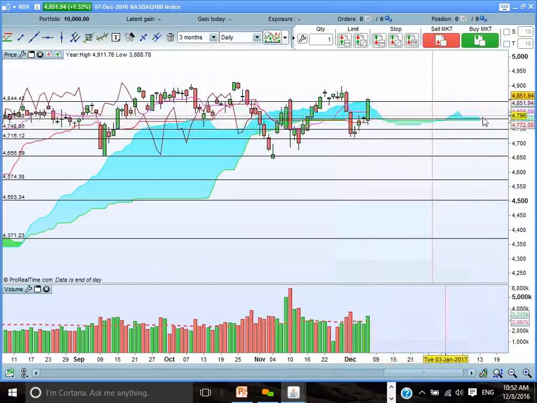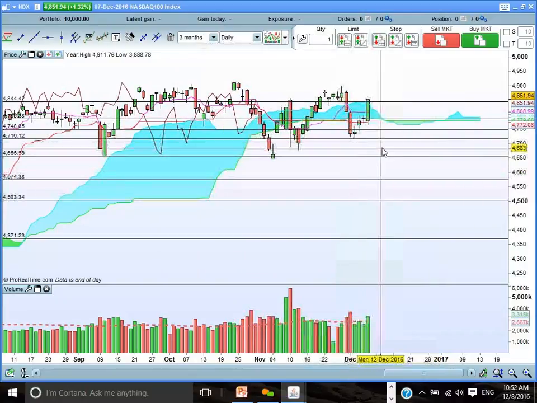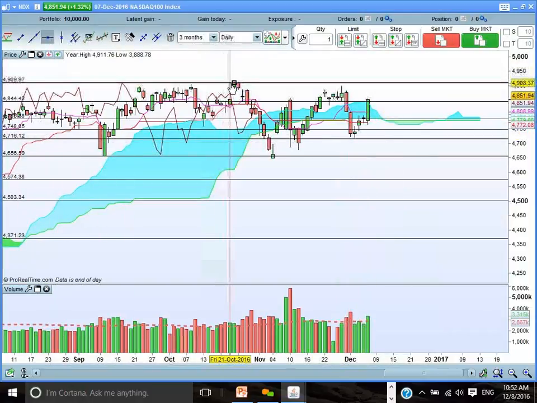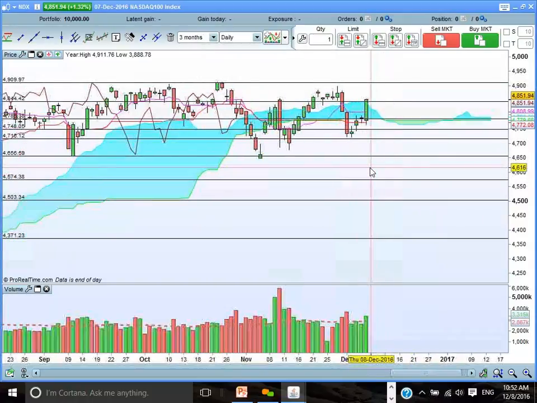Not a particularly good chart here because the front cloud is flatlining. That's giving an indication that we're not quite sure where we'll be going. So it is still moving sideways, and we do need to see a breakout of this high at 4,900. It needs to touch back, then break out above the 4,900 zone. So that's a key area that we're worried about. Okay, so not in the best of shape, so to speak.